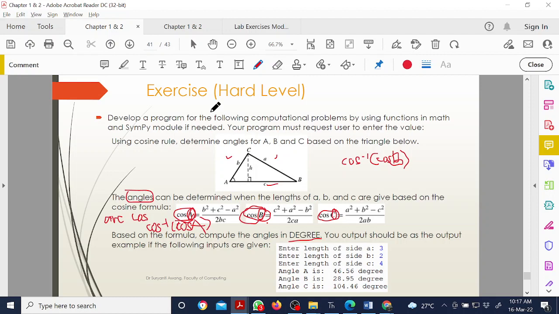Okay, before that, how many inputs must the user enter? 3. Okay. So in this case, what is the library that you must import? Import math. Yeah, correct. Okay, so what is the trigonometry function that you must use to get the angle? Arc cos. Yes, correct.